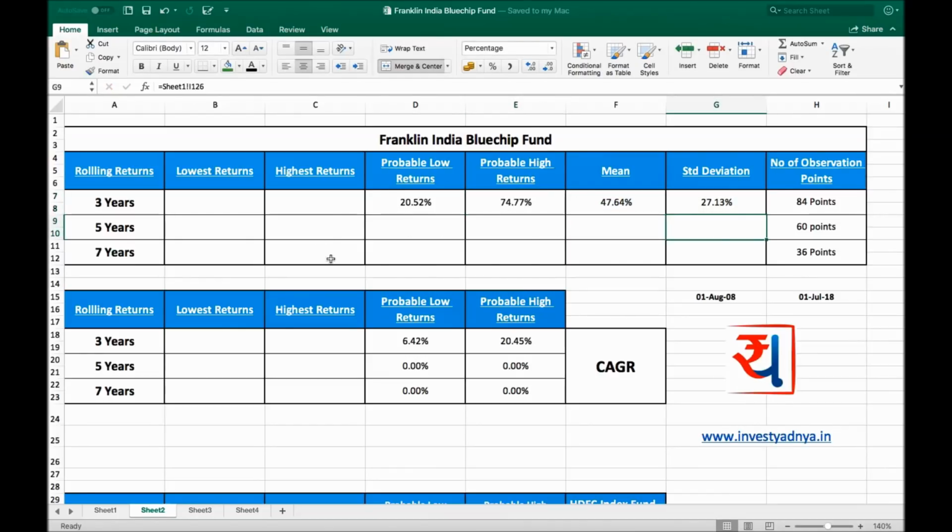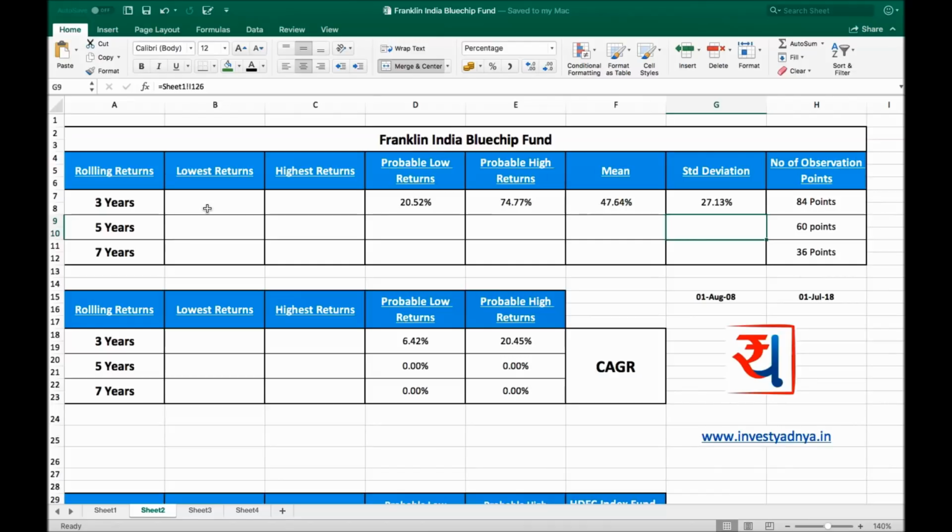74.77%. So whatever these numbers we are seeing, these are absolute numbers. So in next 3 years this fund can give returns between 20.52% to 74.77%. If we convert these numbers into CAGR, 20.52% will become 6.42% and 74.77% will become 20.45%.